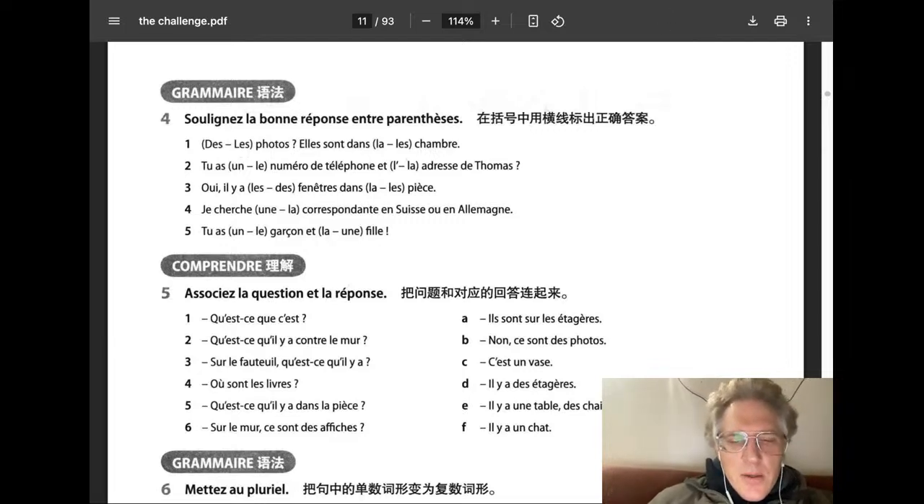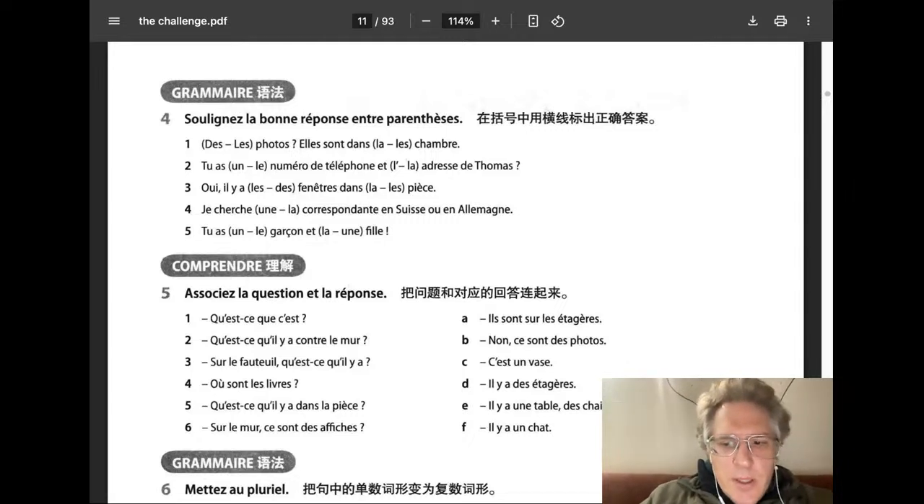Why? Because why would you, for no reason at all, just suddenly say some photos? So my assumption is, I would think that 4.1 is supposed to be des photos.